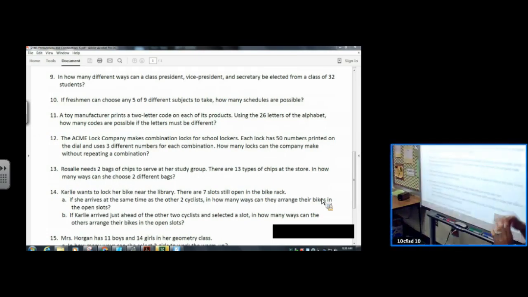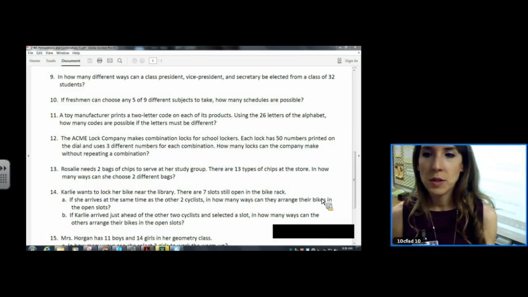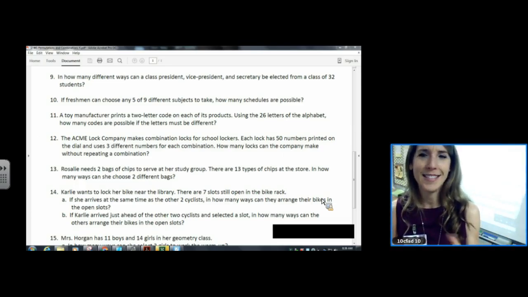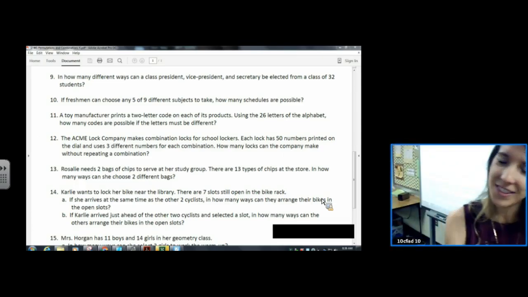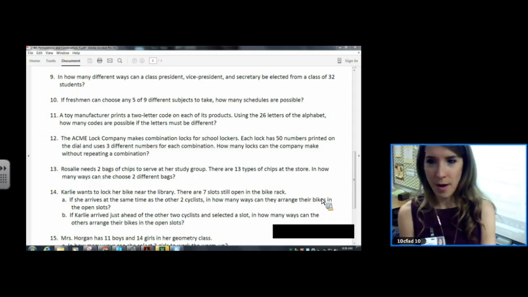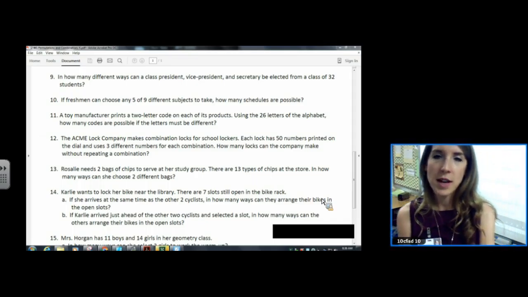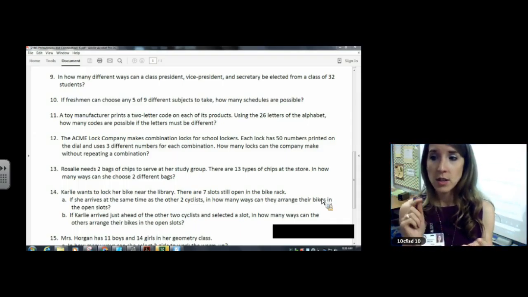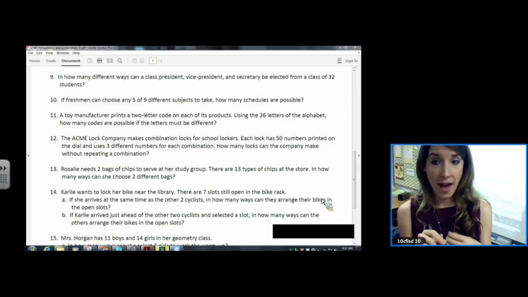Number 10 is when we're not just using the fundamental counting principle anymore. Freshmen can choose any 5 of 9 different subjects to take, if only you only had 9 different choices, right? That would be easier to choose, right? No. And only 5 classes in a day. How many schedules are possible? So this is when you stop and you ask yourself, permutation or combination. Does order matter or does order not matter?